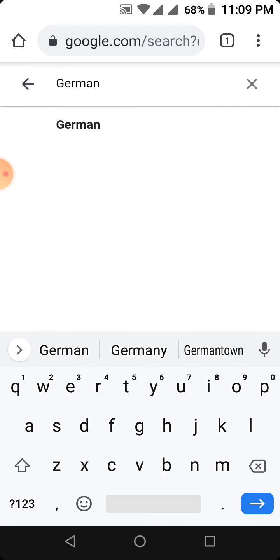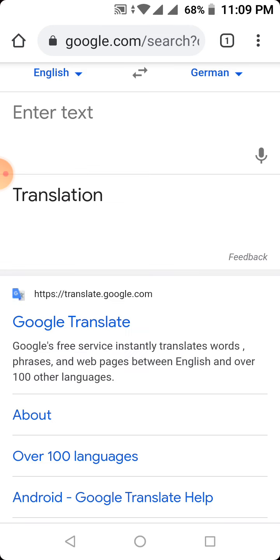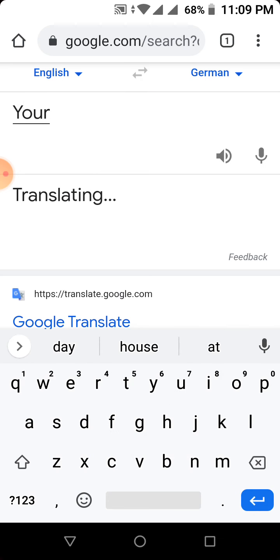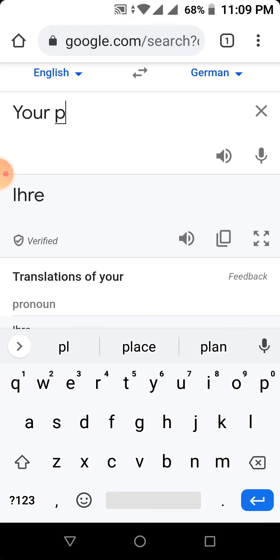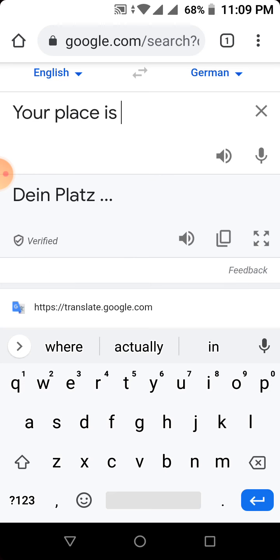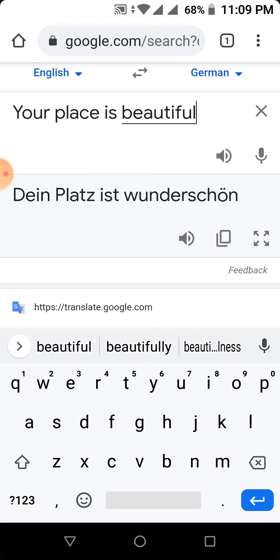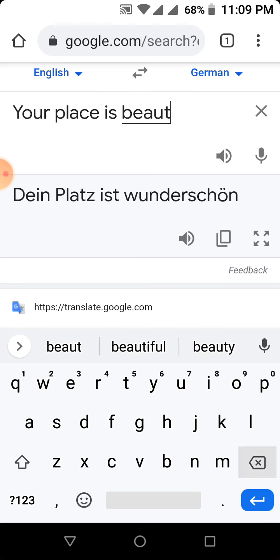So let's change Russian into German. So we have English to German now, and we need to translate it again all at once. So, "your place is beautiful." I have here "den Platz ist wunderschön."